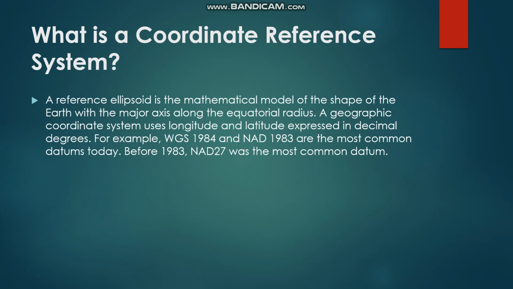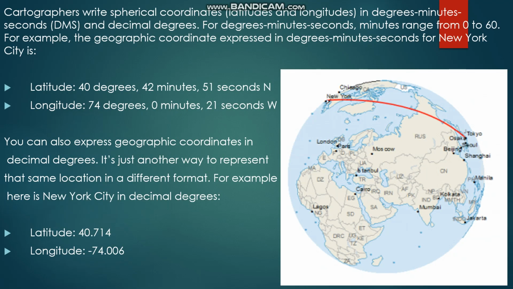What is a coordinate reference system? A reference ellipsoid is a mathematical model of the shape of the Earth with the major axis along the equatorial radius. A geographic coordinate system uses longitude and latitude expressed in decimal degrees. For example, WGS 1984 and NAD 1983 are the most common datums today. Before 1983, NAD 27 was the most common datum.